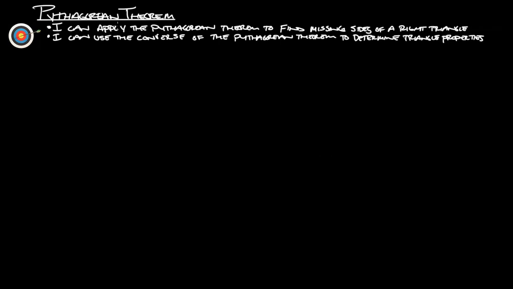I'm going to take you through the notes on Pythagorean Theorem. At the end of this, you should be able to say, I can apply the Pythagorean Theorem to find missing sides of a right triangle, and I can use the converse of the Pythagorean Theorem to determine triangle properties.